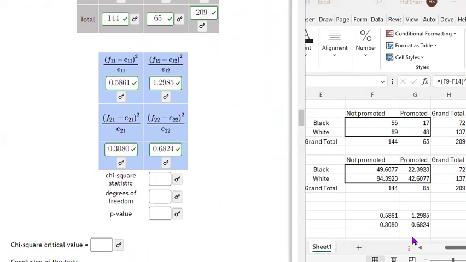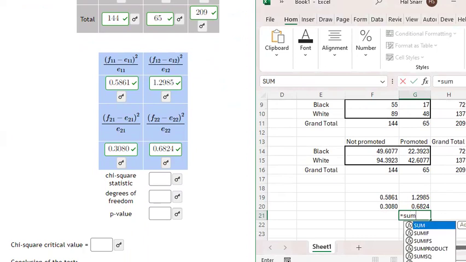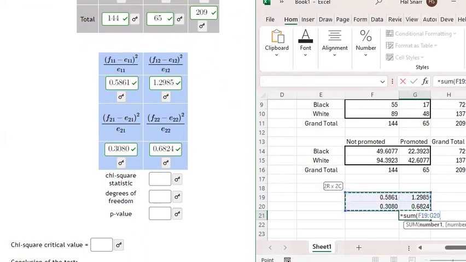Now we got to calculate the chi-square statistic. And the chi-square statistic is just the sum of these 4 things. So the chi-square statistic is the collective differences, and it's only 2.8752.